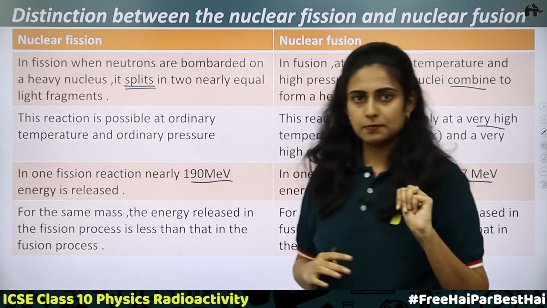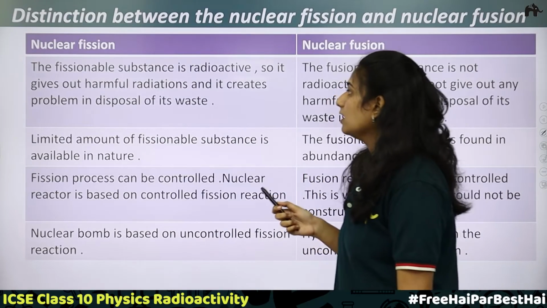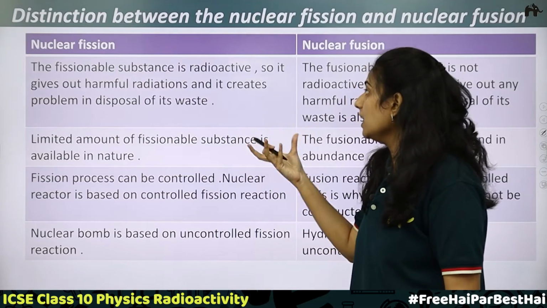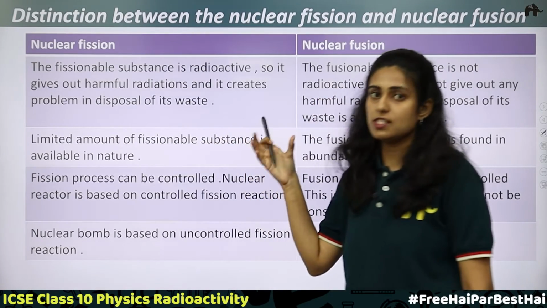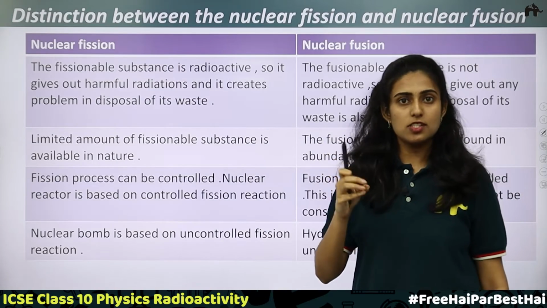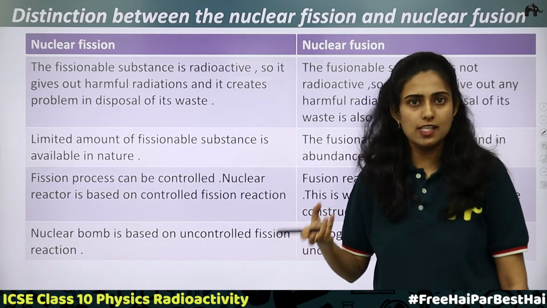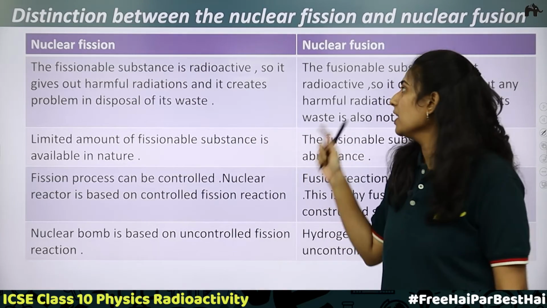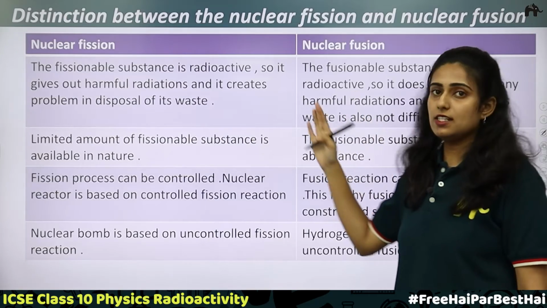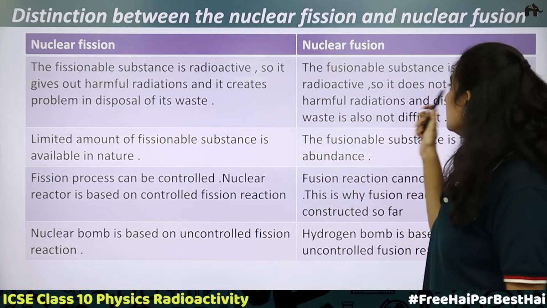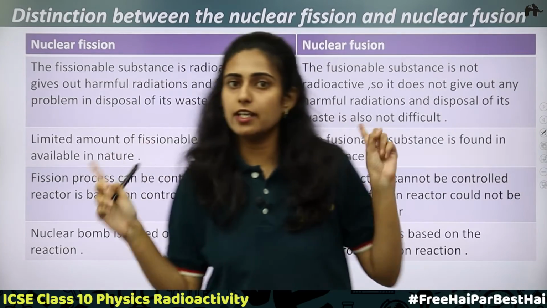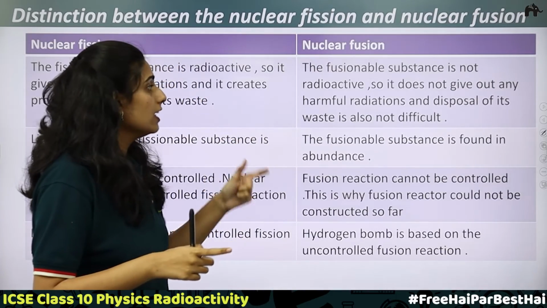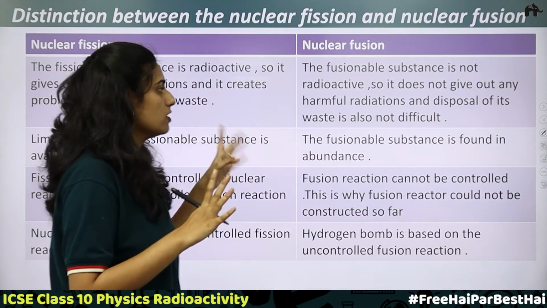So got 4 points. Now the fifth point, the fissionable substance is radioactive. So what are radioactive substances we have studied? Yes, so it gives out harmful radiations and creates problems in disposal of its waste. We know the disposal of radioactive substances is very difficult. That is, it causes harm to the nature. When it is disposed in oceans or in garbages, it is not possible. Now the next point, that is for a nuclear fusion reaction, the fusionable substance is not radioactive. So one is radioactive, the fissionable substance, and the fusionable substance is not radioactive. So it does not give out any harmful radiations and disposal of its waste is not difficult.